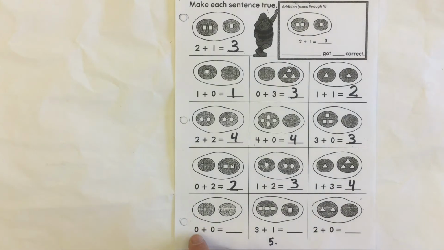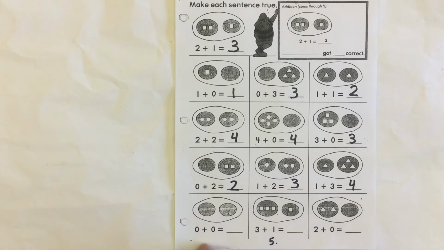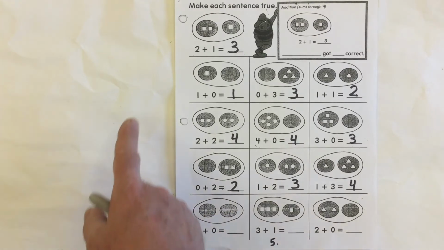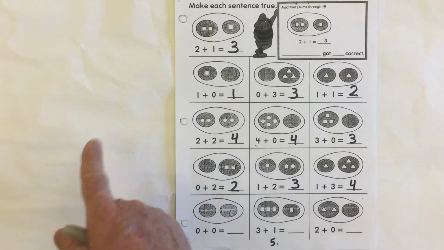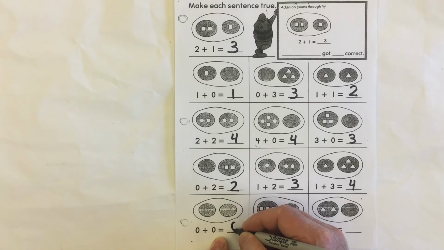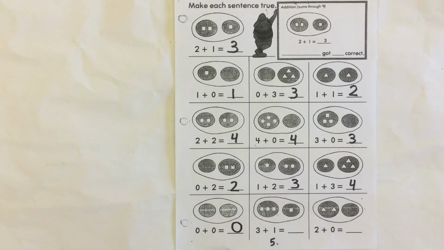We've got an interesting question. We have 0, that's nothing, plus 0, that's nothing. Using my manipulatives, it would look like this. Nothing plus nothing. How many little shapes do we have? None. Nothing. 0 plus 0 is 0.